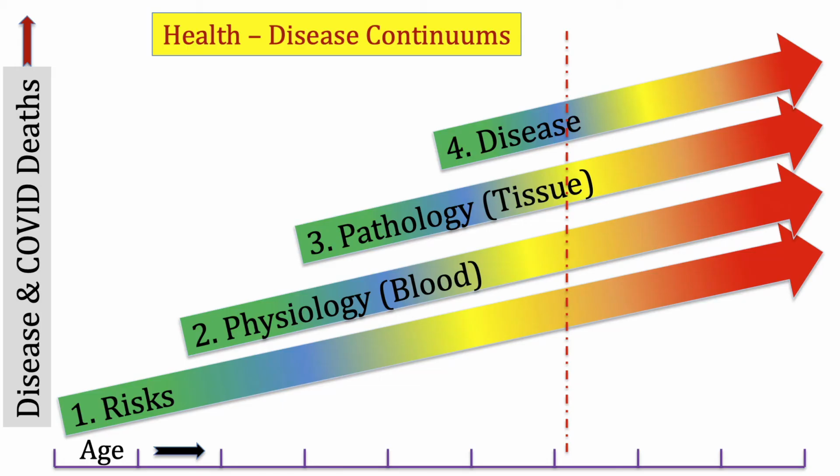We look at things not as are you either healthy or sick, and this dotted red line shows you the demarcation between someone who would be classified as healthy versus someone who would be classified as sick in the standard of care. But we recognize everybody lies on continuums of health. So we have a risk continuum, a physiological continuum, a pathology or tissue change continuum, and then a disease continuum. And the overlap is clear, and the why titrates back to a person's risks.